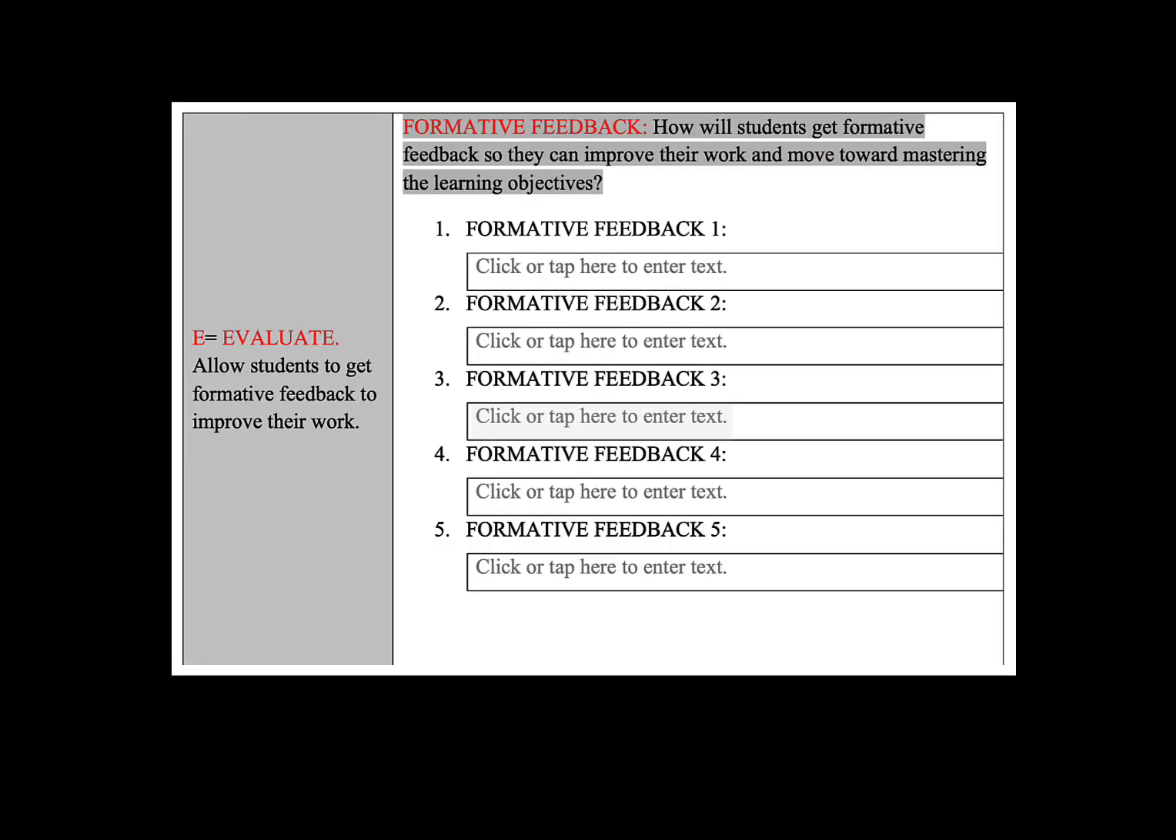Now it's time for the second E in the WHERETO acronym, where the type of formative feedback that will be used to evaluate the learners is determined. It will be considered how productive feedback will be offered to help learners improve their work and move toward mastery of the learning objectives.